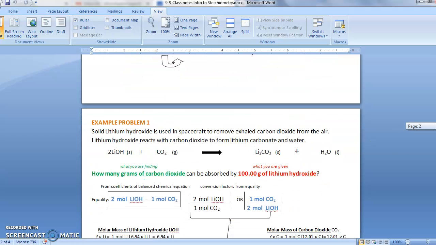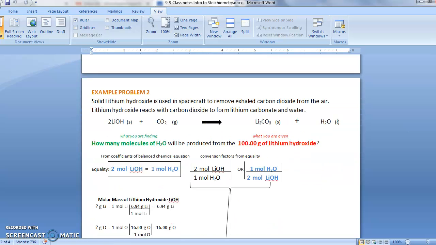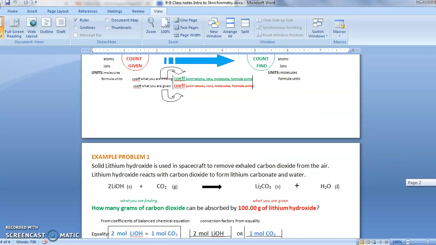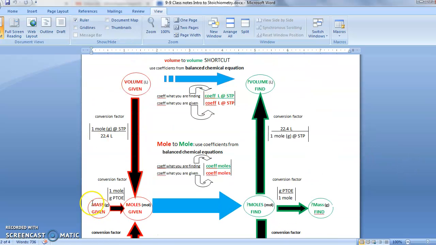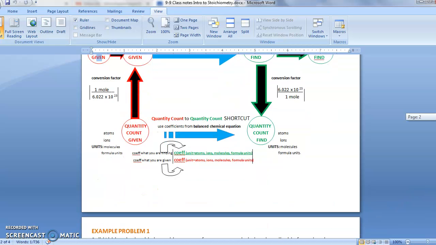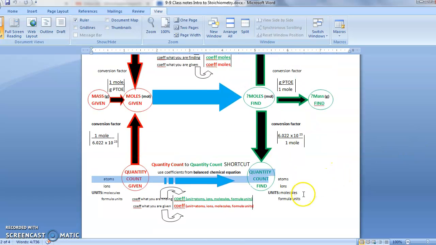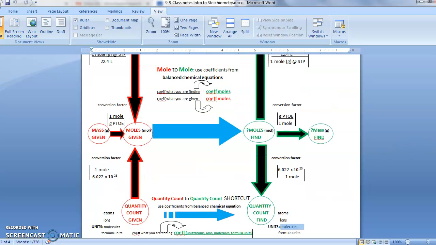What happens if they ask for something other than mass, such as in problem number 2? How many molecules of water would be produced from 100 grams of lithium hydroxide? So our given again is 100 grams of lithium hydroxide. Our given side is in red because it's on the red side of the chart right here. They're still giving us 100 grams of lithium hydroxide. However, this time they're asking for a quantity count. They want to know how many molecules of water would be produced.